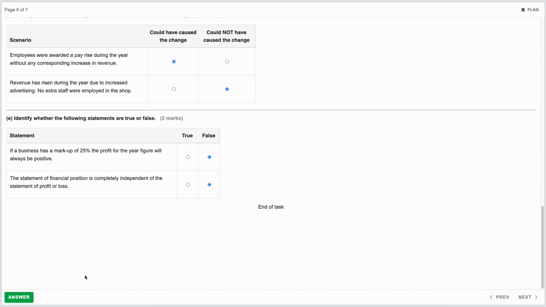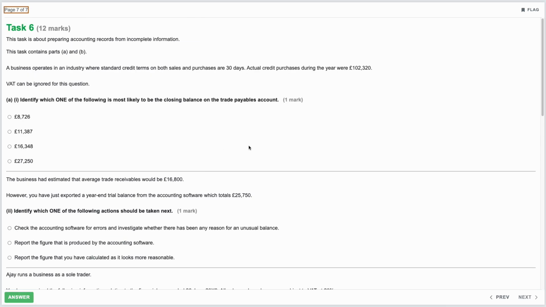Let's now move on to task 6, which is our final task. So then, task 6 is worth 12 marks, and this task is about preparing accounting records for incomplete information. This task contains parts A and B. A business operates in an industry where standard credit terms on both sales and purchases are 30 days. Actual credit purchases for the year were £102,320. VAT can be ignored for this question. Identify which one of the following is most likely to be the closing balance on the trade payables account.